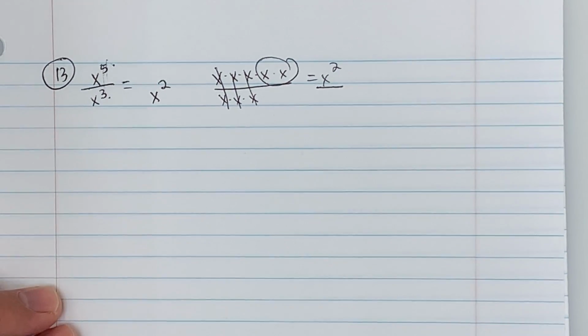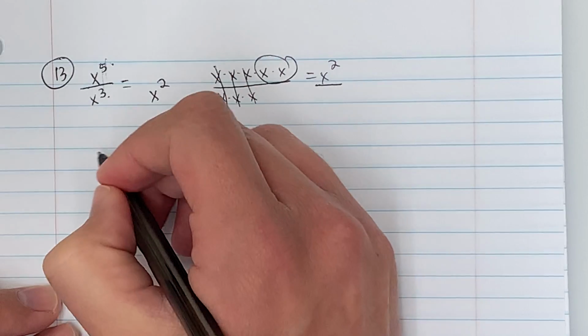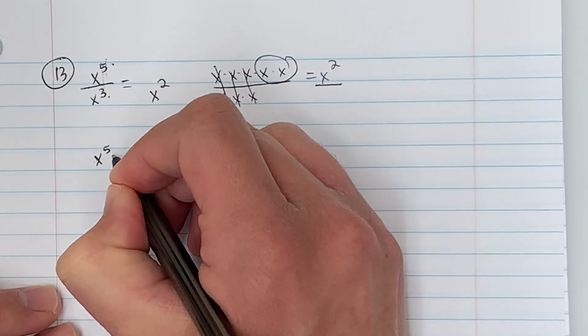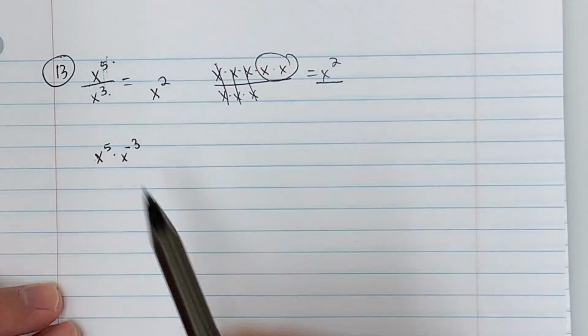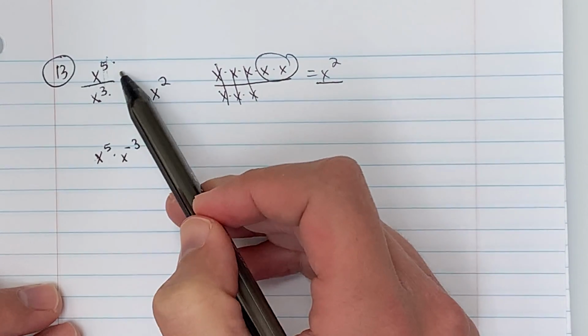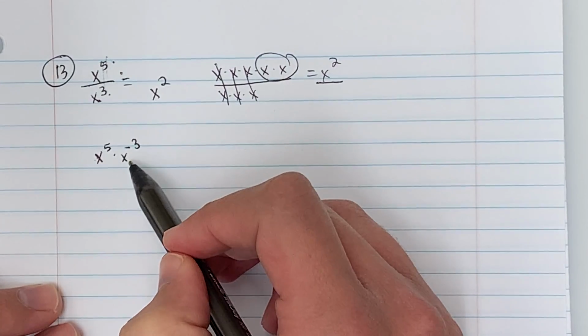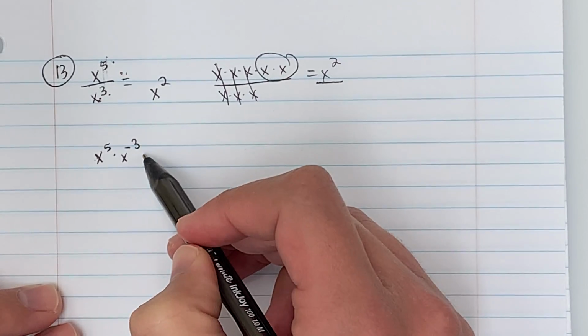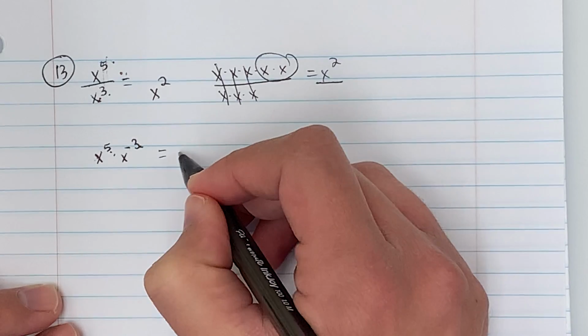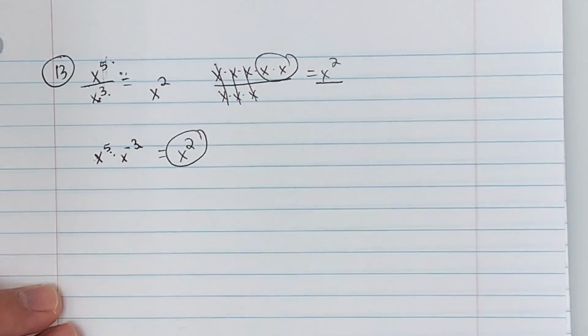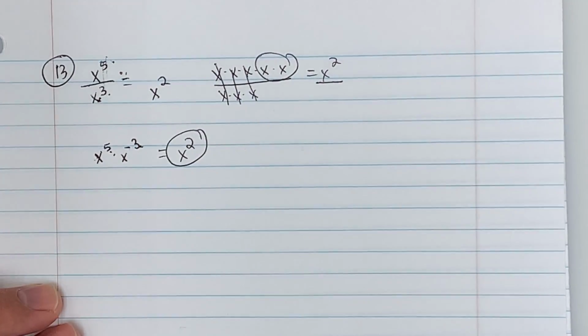All right, let's look at another way. This is the same thing as saying x to the 5 times x to the negative 3, right? Because if I move this to the top, this is what we would get. The positive will become a negative. And what's 5 minus 3? Well, it's 2, right? So it's again x to the 2. So a few different ways to solve that.